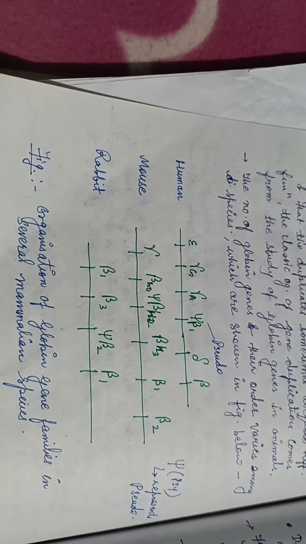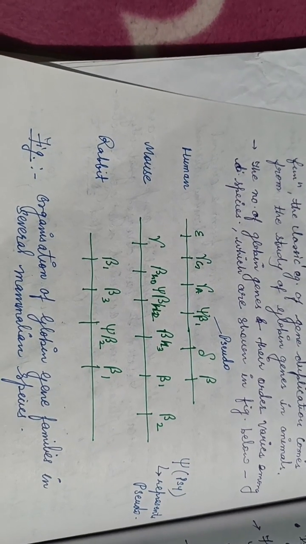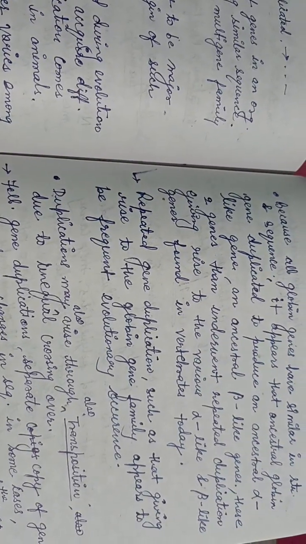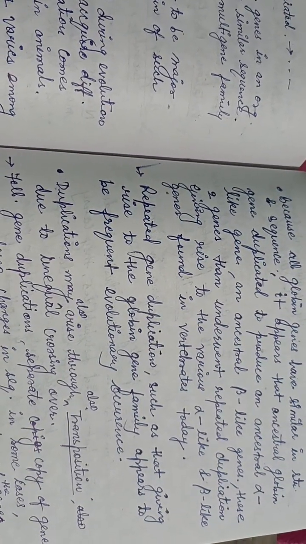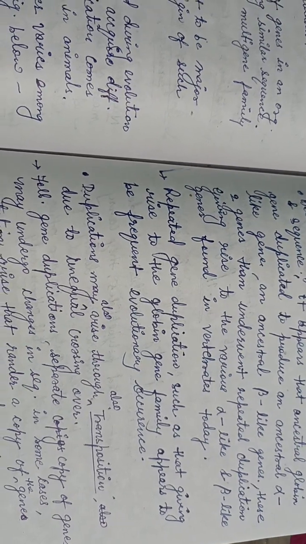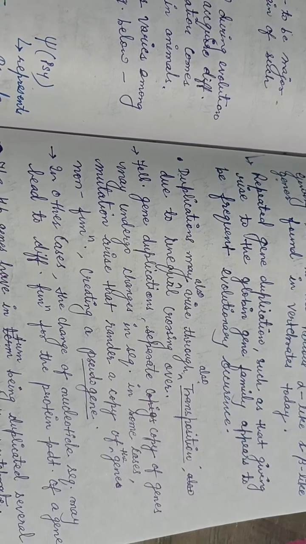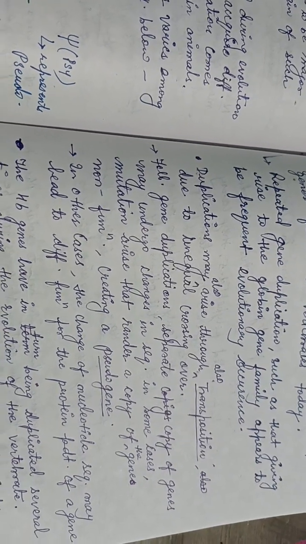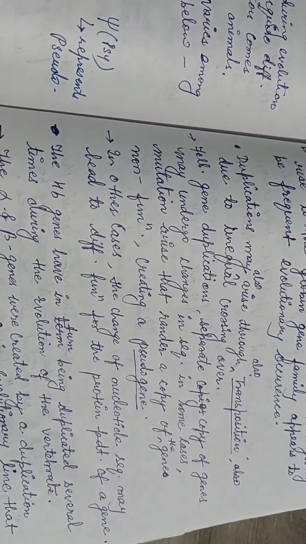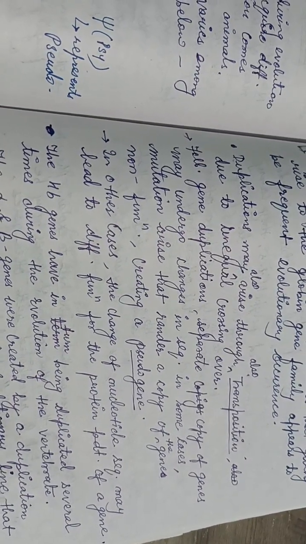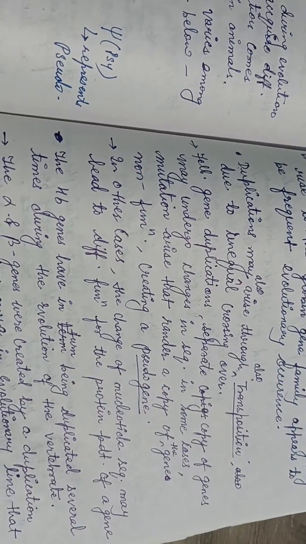The classic example of gene duplication comes from the study of the globin genes in animals. We can see here the organization of globin gene families in several mammalian species like human, mouse, and rabbit. Two genes underwent repeated duplication, giving rise to the various alpha-like and beta-like genes found in vertebrates today. Repeated gene duplication such as that giving rise to the globin gene family appears to be a frequent evolutionary occurrence. Duplication may also arise through transposition, by transposons or jumping genes, creating a pseudogene.